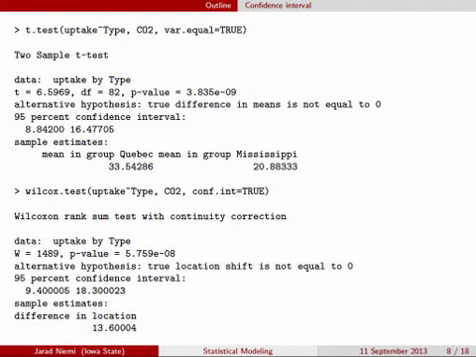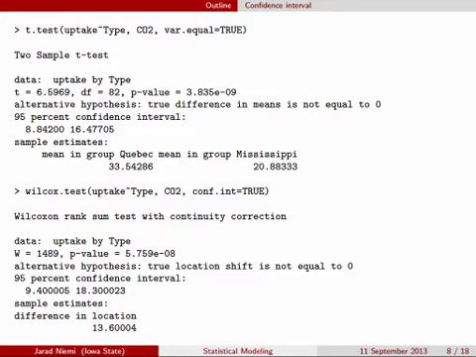So I don't know if you noticed, but nothing has changed up here. This t-test automatically gave you a confidence interval. So here the confidence interval is 8.8 to 16.5. It's not immediately obvious just from this which way we did the subtraction, right? Whether it was Quebec minus Mississippi or Mississippi minus Quebec.